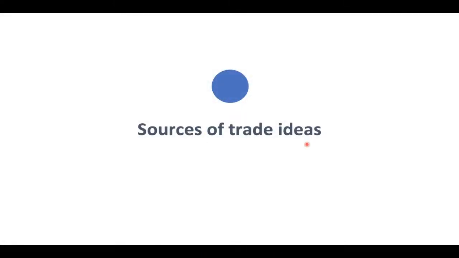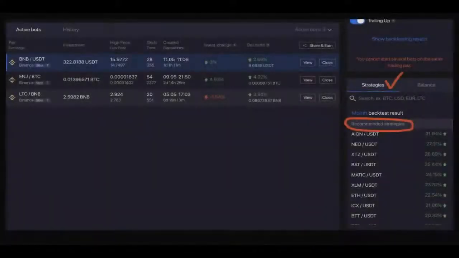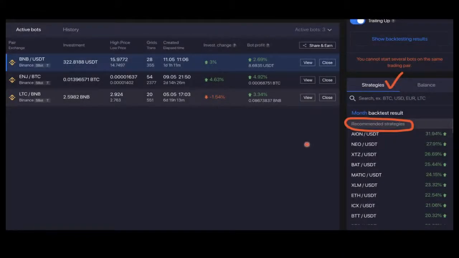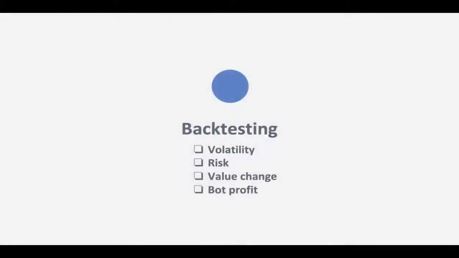So the sources of trade ideas, the one that we've covered is recommended strategies. So you know the logic behind this one, so we will skip this slide. Now backtesting. So the backtesting, once again, takes the historical prices and simulates the performance of the bot as if you had launched it at some point in the past. So it takes into account the volatility, risk, value change. Well, actually it doesn't. It takes only the bot profit, risk, and volatility. But in the example that I'm going to use right now, I also take into account the value change.